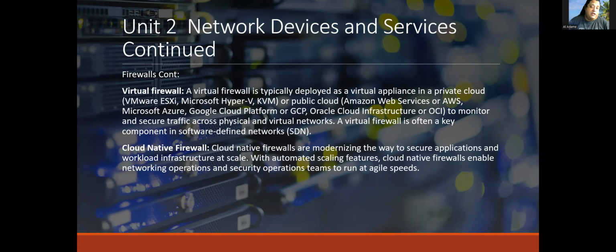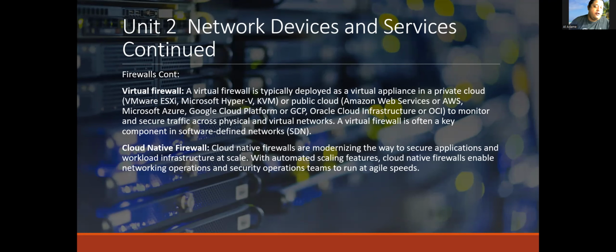Cloud-native firewall. So these are just built up in the cloud. Cloud-native firewalls are modernizing the way to secure applications and workload infrastructure at scale with automated scaling features so they can bulk up and go lean as fast as they need to. That's the thing about cloud in general. Cloud has this scalability that, if I need more hard drive space, it can be allocated like that from another server and just given to me.